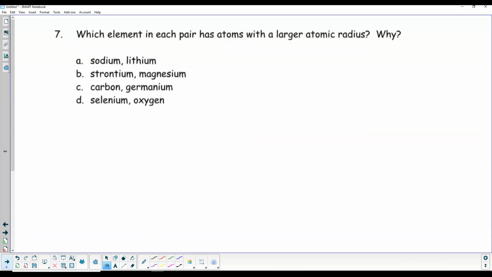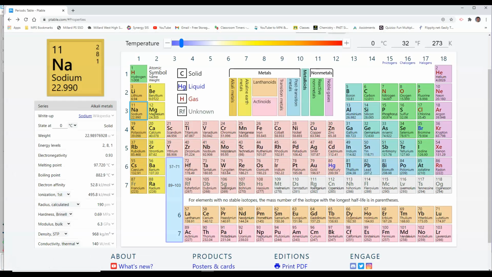Number 7, which element in each pair has atoms with a larger radius? Basically we're looking at where these elements occur in the periodic table, and we're trying to determine which one is bigger. So sodium or lithium, let's take a look. Here's sodium, here's lithium. Sodium is bigger, it's got 3 rings.